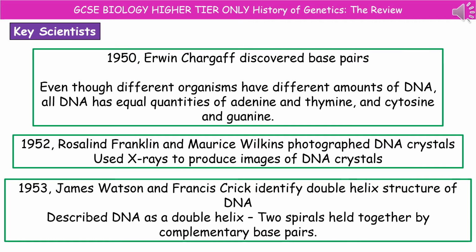Our next scientist is Erwin Chargaff, who discovered base pairs. So even though different organisms have different amounts of DNA, all DNA has equal quantities of adenine and thymine and equal quantities of cytosine and guanine. So a common question they like to ask you here is they'll give you some of the combinations and ask you to work out the missing one. So remember, adenine and thymine will be the same, cytosine and guanine will be the same.